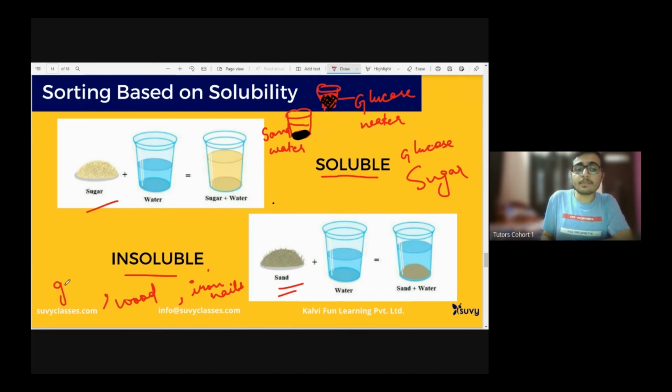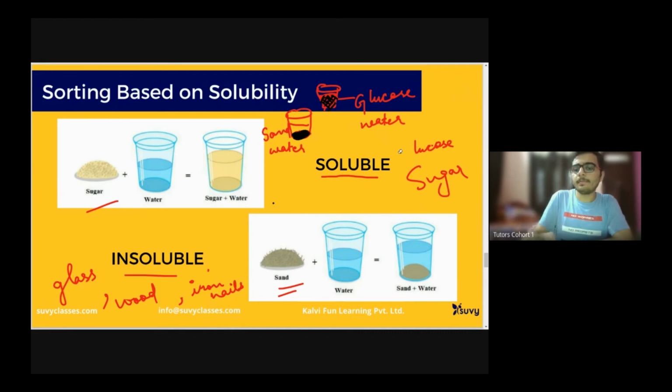And glass will not dissolve. There are many things you can name. Yes, very good. You are right, it will also not dissolve. So I hope this is clear. It was very easy.